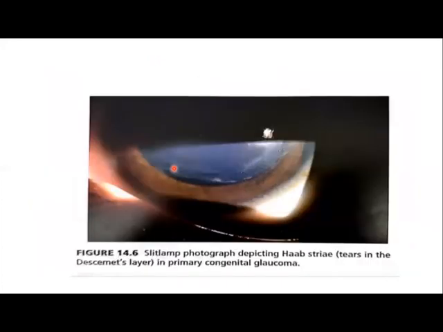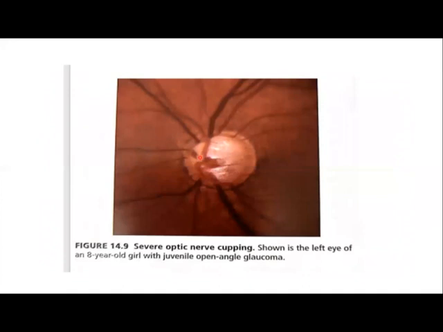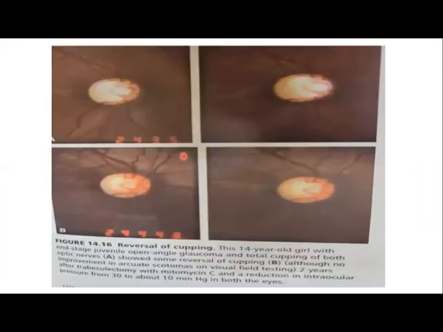Next, a slit lamp photograph depicting Haab striae trace in the Descemet's layer in primary congenital glaucoma. This is severe optic nerve cupping in the left eye of an 8-year-old girl with juvenile open-angle glaucoma. This is reversal of cupping. This girl has end-stage juvenile open-angle glaucoma with total cupping of both optic nerves. The above two pictures show cupping, and the below two pictures show reversal of cupping after treatment.